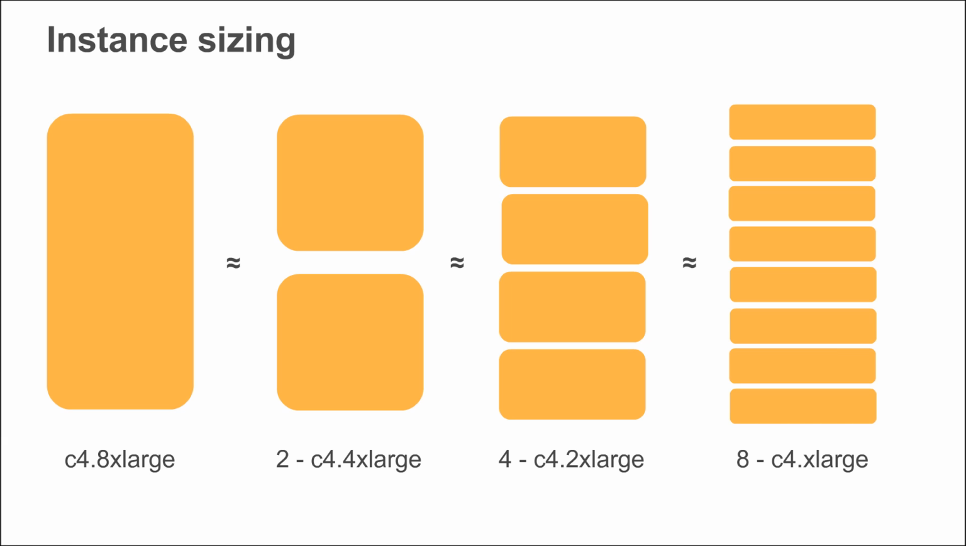Now, that C4 8x large instance has roughly the same amount of resources as 2 of the C4 4x larges. So that means that those two C4 4x larges will be roughly equal to that one C4 8x large in things like the amount of virtual CPUs it has, the amount of memory that's available to it, and the amount of network capabilities that it has. And then those C4 4x larges are going to be roughly equal to 4 of the C4 2x larges, and so on and so forth.